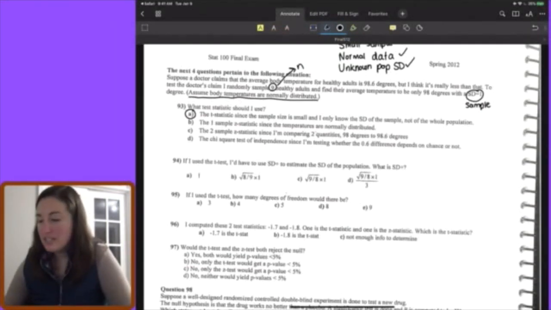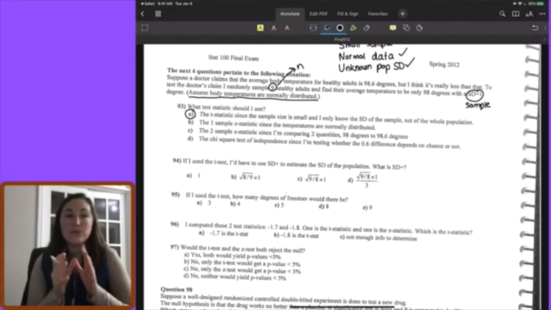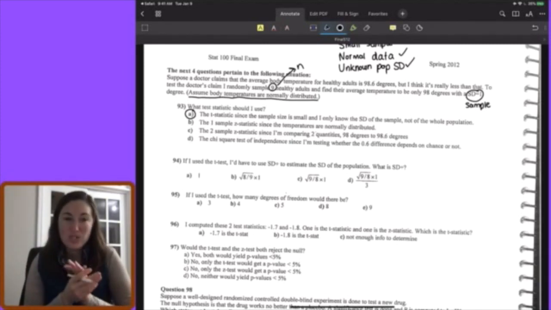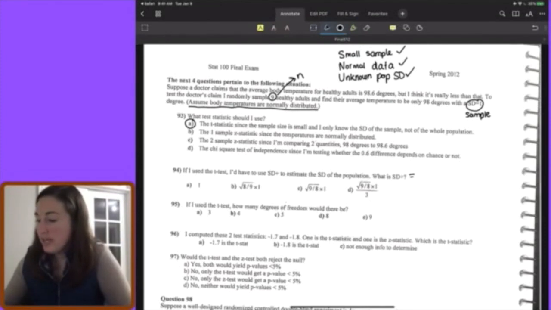So that's how I can double check that this is a t-test. And then because of the t-test, it says if I use the t-test, I'd have to use the SD plus to estimate the SD of the population. So that's the thing with the t-test, is that when we have these small samples, using the SD of those small samples to estimate the SD of the population becomes problematic. So the standard deviation is likely to be too small. We need to increase it a little bit, and that's where the SD plus comes into play. So this formula is just the square root of n over n minus 1 times the SD of the sample.